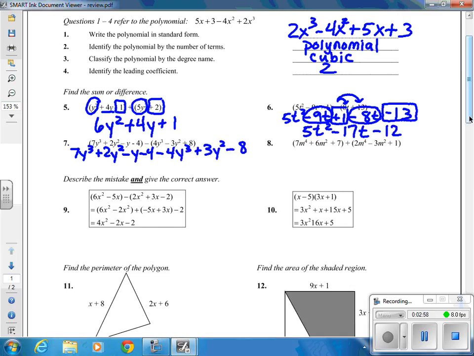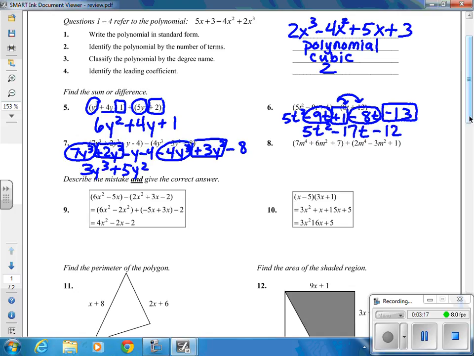And now I'm going to take and combine my like terms. The highest power I have is a 3, so I'm going to combine 7y cubed with minus 4y cubed, and that gives me 3y cubed. I go to my y squares, that would be a positive 2y squared and a positive 3y squared, which gives me a positive 5y squared.